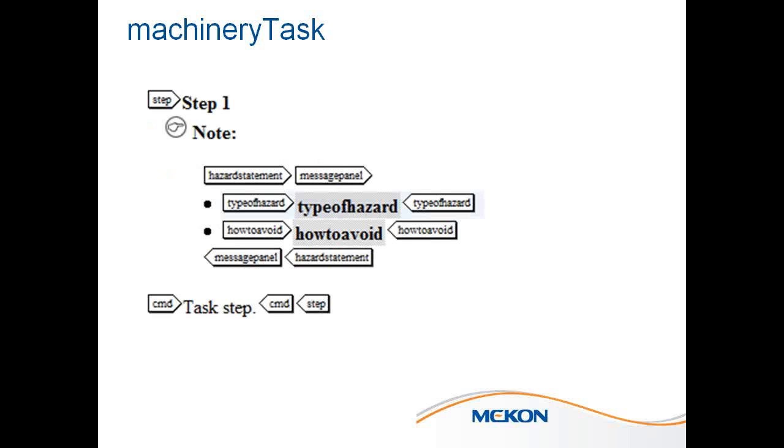They've also added hazard statement. As you can see there, the hazard statement contains a message panel which classifies the type of hazard and then tells you how to avoid it. And it goes before the command. So in DITA 1.1, you could put notes and warnings and cautions, but they came after the step. So the machine industry wasn't happy with that. You know, you need to warn someone that they could cut their arm off before they take the action that might cut their arm off. So in machinery tasks, they've put that hazard statement right up top at the beginning of every step, as the machinery industry demands.